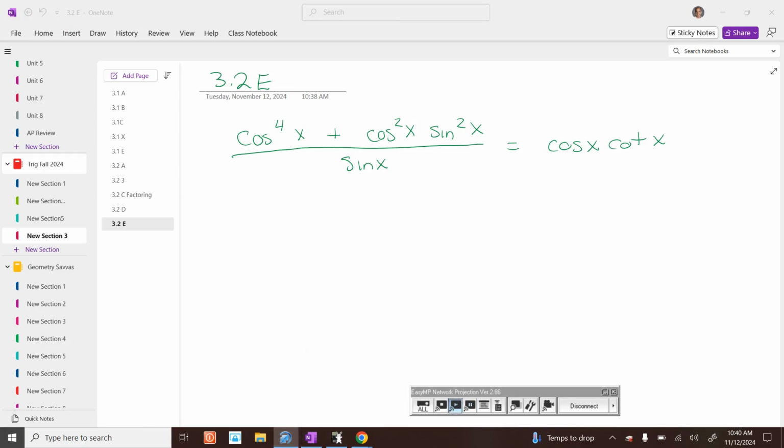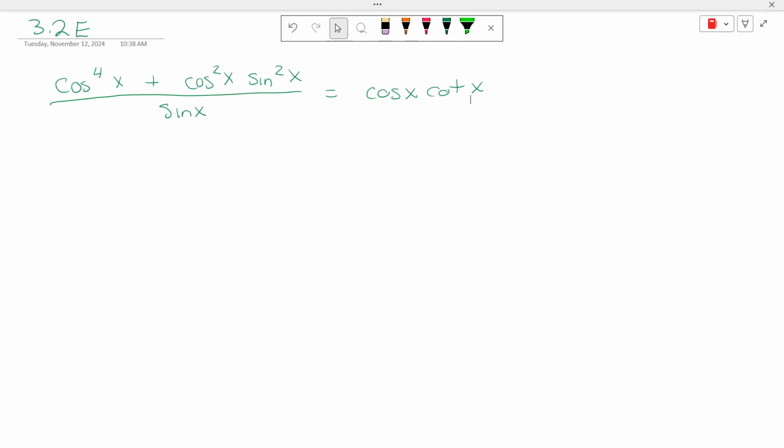3.2e. We just get a little deeper into this. We might work with a few more fractions and things like that. But we're still doing the same thing, working until the left side meets the right side. Looking at the left side, where should we start?